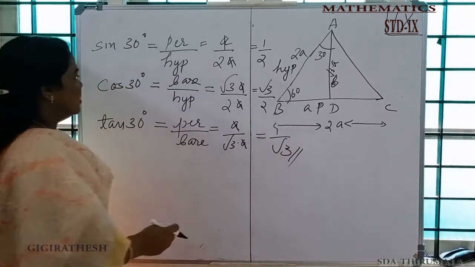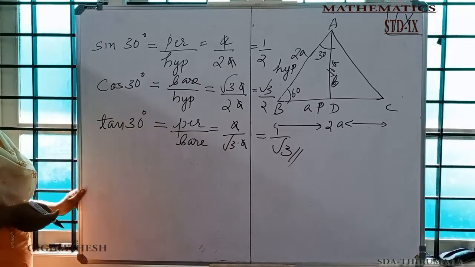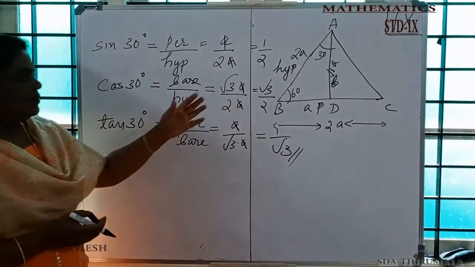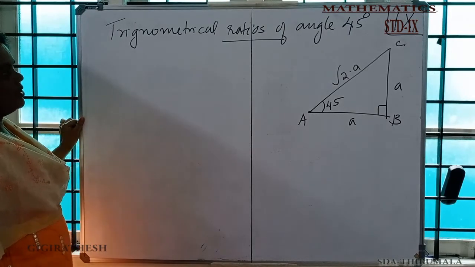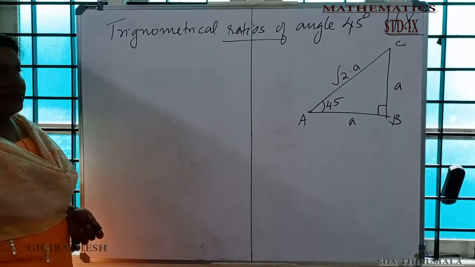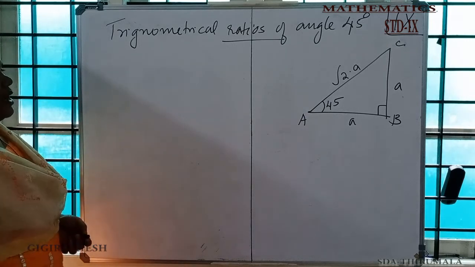Okay, these are the three values, sin 30, cos 30 and tan 30, and if we take the reciprocals of these we get cosec, sec and cot. Next are the trigonometrical ratios of angle 45 degree.